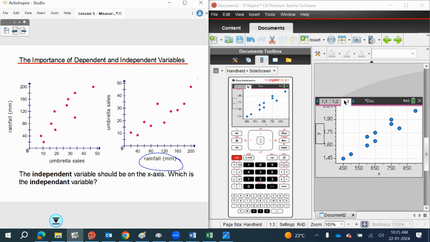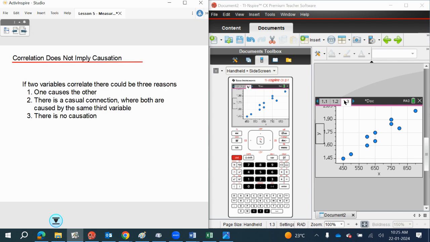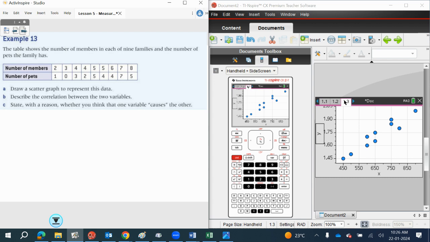It's always, it might be this. The data says that this is implied. It never actually declares it. So we can say that one variable causes the other, or there is a plausible reason to suggest that one causes the other. There is a causal connection, or one is caused by a third, or there's no causation. Often we have to spot that in our diagram. So have a go at this question now. Draw the scatter plot, describe the correlation, and identify one reason whether or not you think there's a causation or not. 5 minutes for this one.